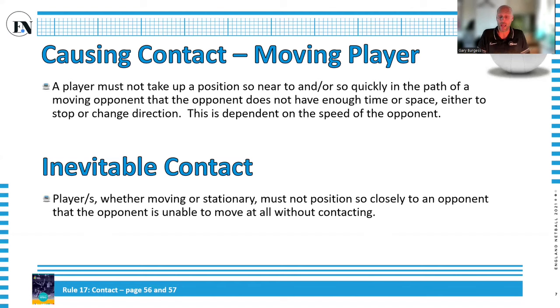and you're literally moving. Now, it's not in the direction that they might want to move. If there's a way out, so if two players are holding that player that way and there's a clear way out the back, that's not inevitable contact. Just because they can't go the way they want to go doesn't mean to say it's inevitable contact.